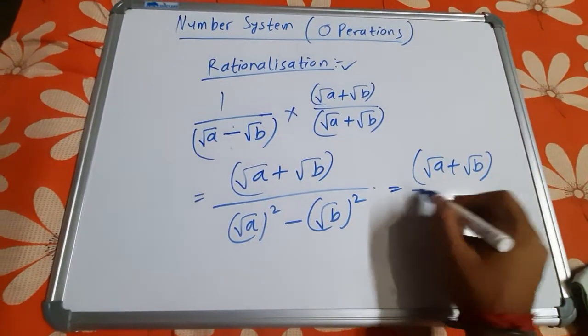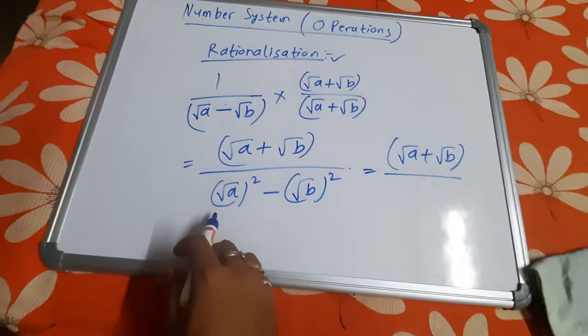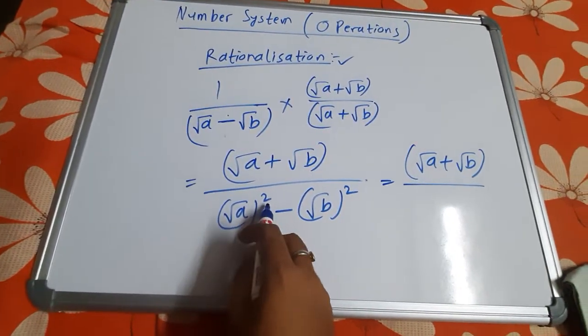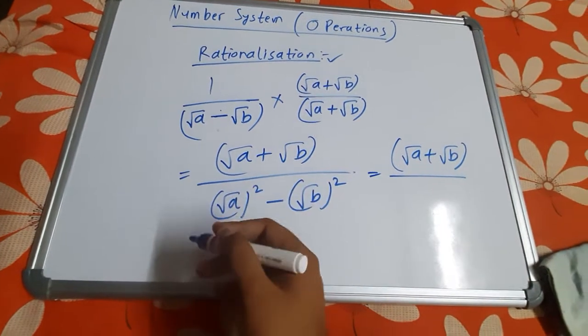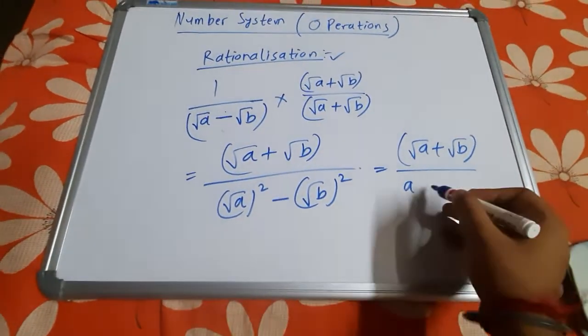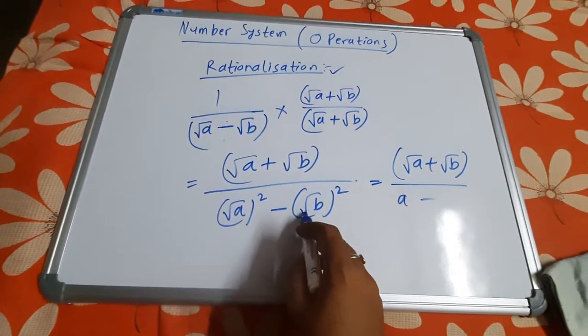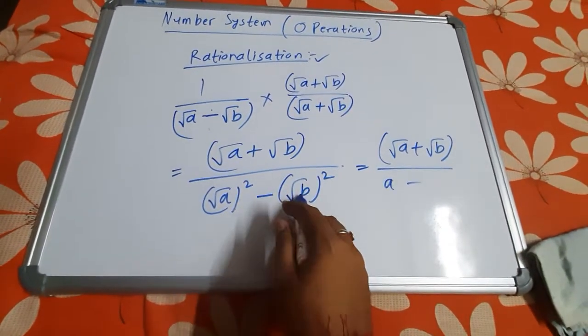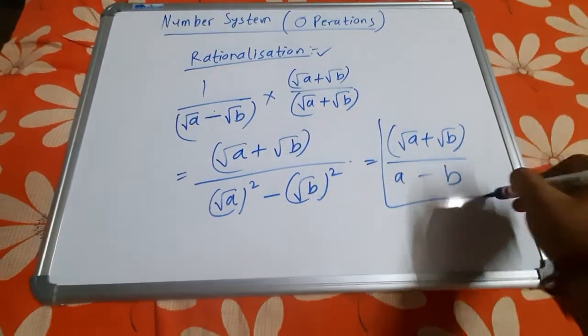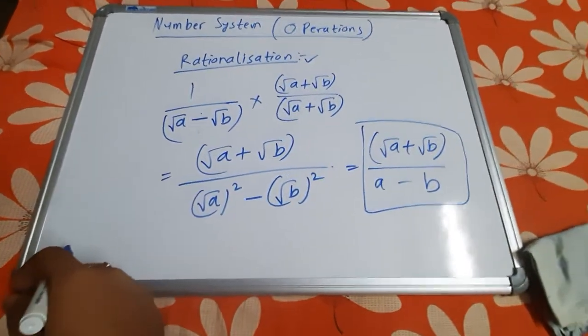But what about the denominator? See, the denominator is a funny thing: square root and square. They both hate each other, so they will cancel each other. Only the inside term will come out. The inside term is a, and the minus sign will remain as it is. Again square root and square cancel each other, and b will come out like this. So this will be our final answer.